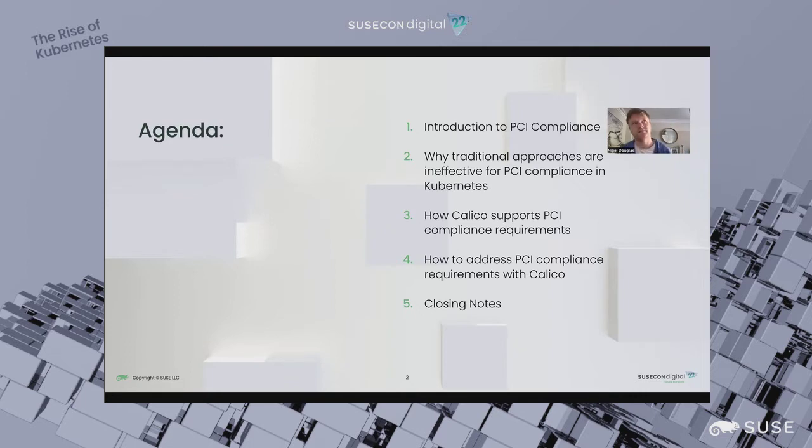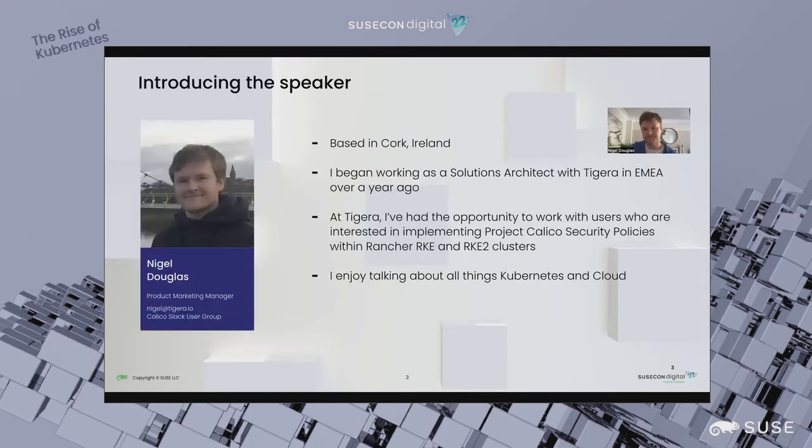I'll cover why traditional security solutions don't actually help to meet PCI compliance when we're talking about Kubernetes. It is a different environment, and in its highly dynamic nature, things change, and static rules won't really work for it. We'll go through how Calico addresses those same PCI problems and meets the compliance standard. We'll go through specific ways, in step 4, to actually address those PCI compliance rules with Calico, and then I'll have some closing notes on this topic.